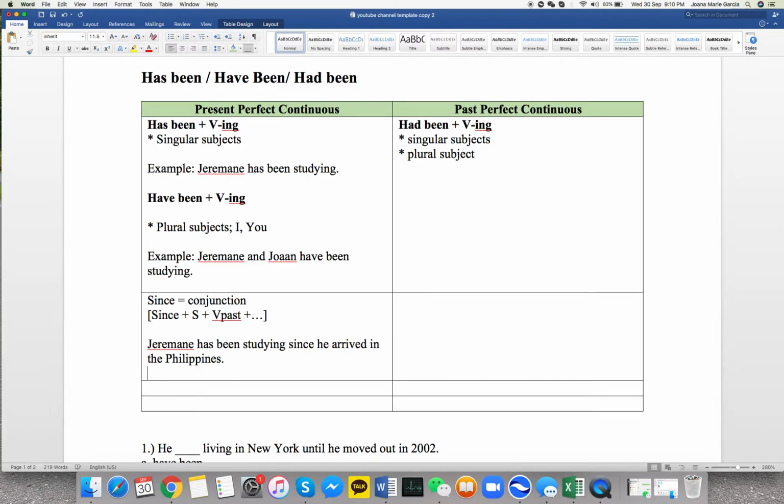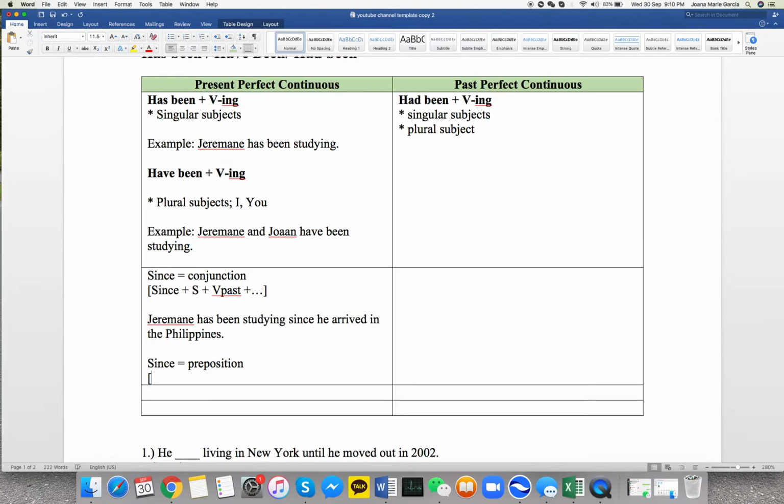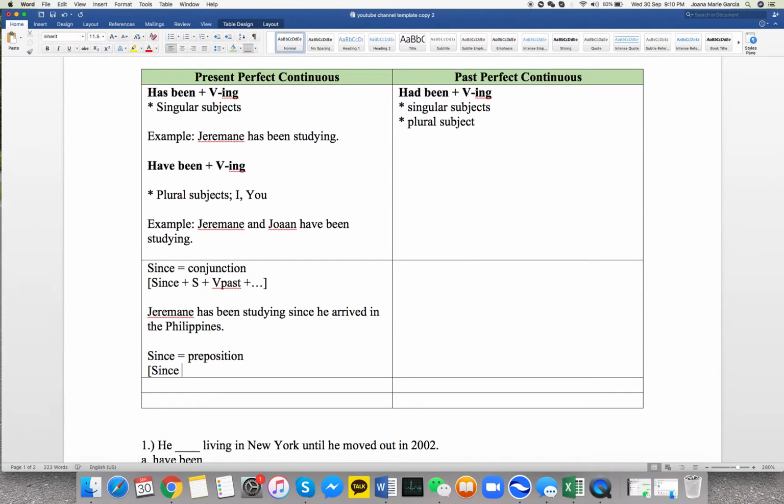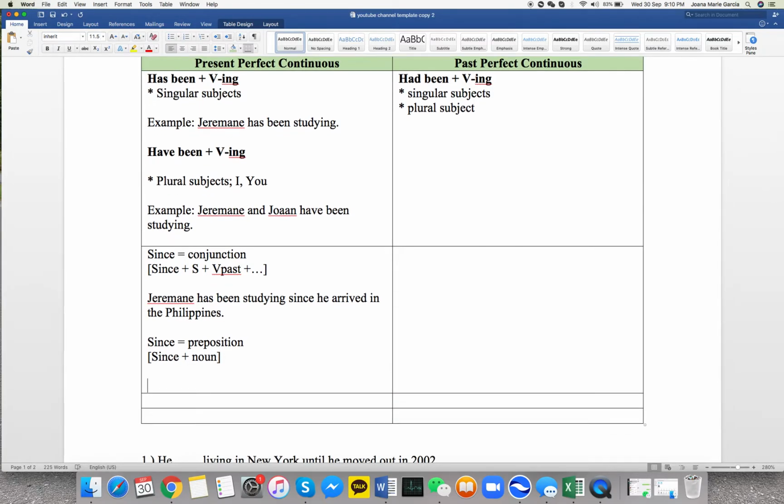And in the Philippines, of course, that's an adverb. But since can also be a preposition. If that is a preposition, you can use since plus, of course, the noun form, like a year or a time. For example, Jermaine has been studying since 2002. For example, like that.